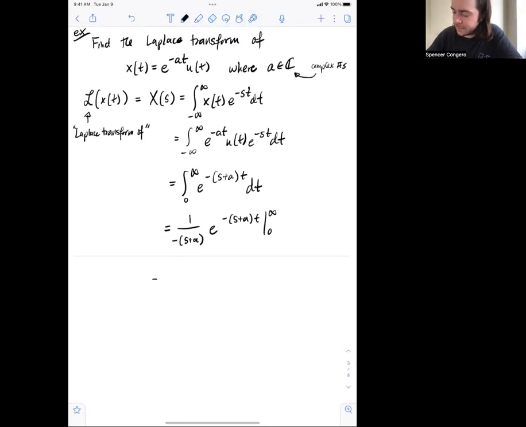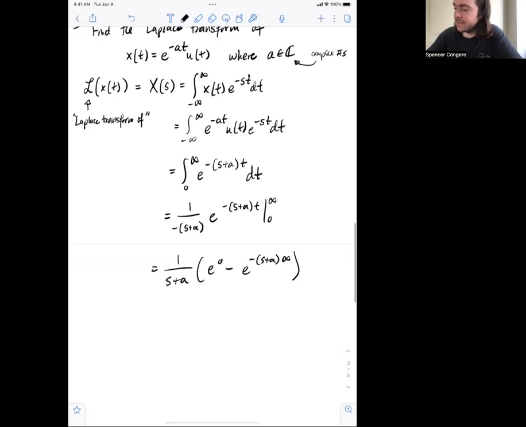Okay, and now let me plug in. So we're going to get 1 over s plus a, and I'm going to take this negative and just plug in 0 minus what I get when I plug in infinity. So I'm going to get e to the 0 minus e to the negative s plus a, and I'll just put infinity there. Really, I'm talking about the limit.